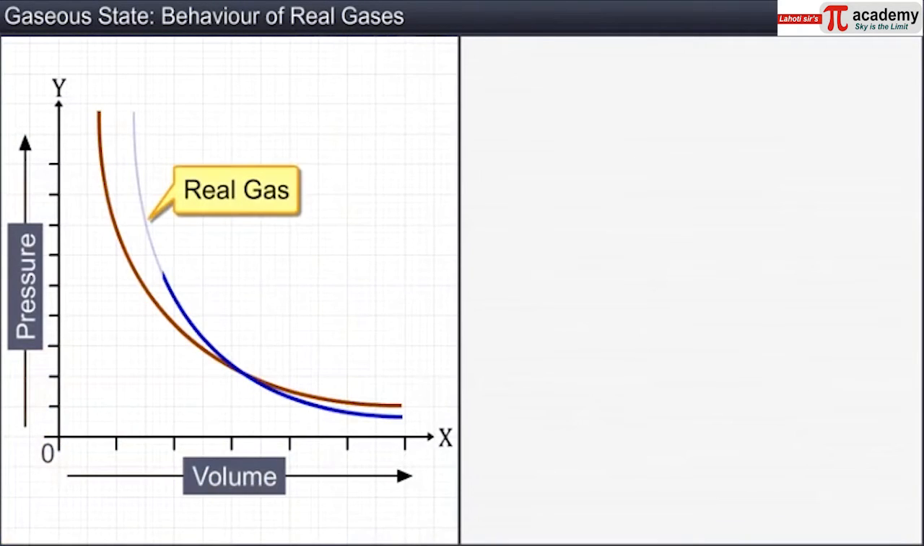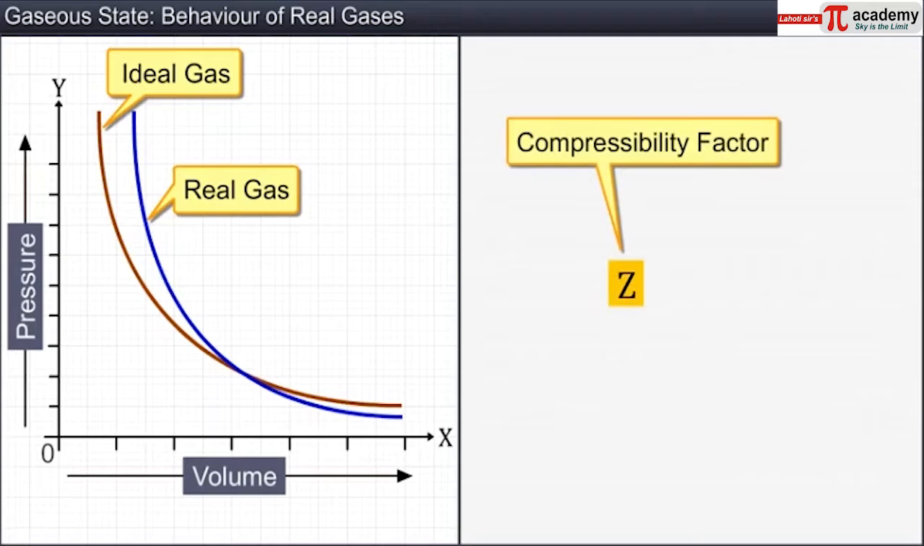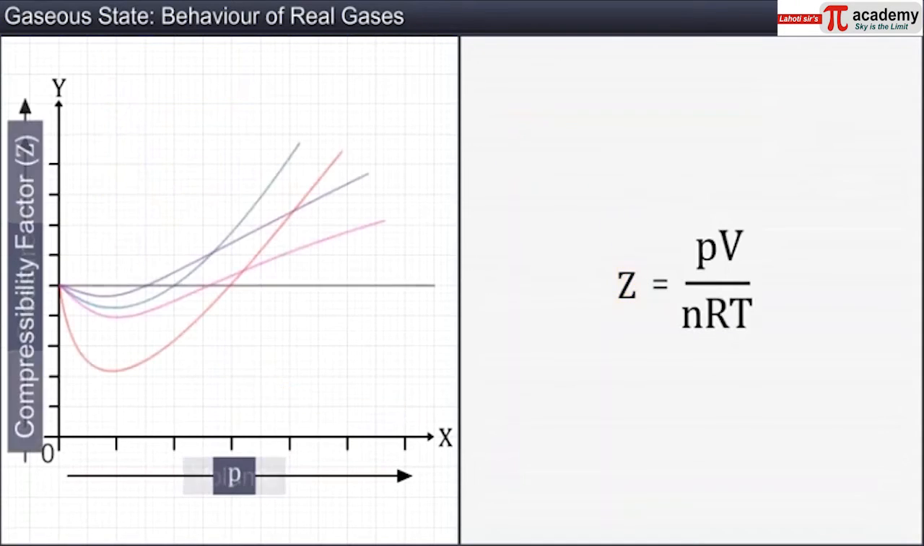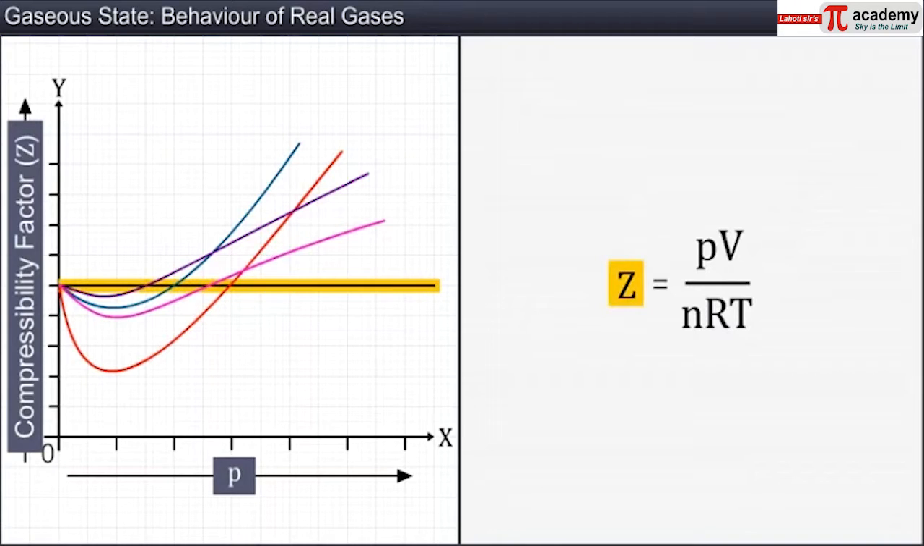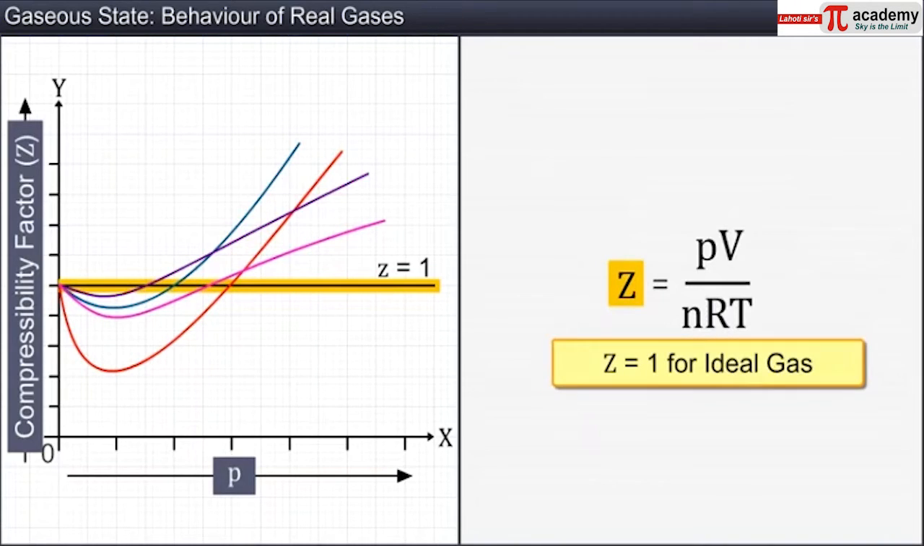The extent to which a real gas deviates from an ideal gas can be measured in terms of the compressibility factor Z. It is defined as the ratio of the product PV and nRT. For an ideal gas, the compressibility factor Z is 1 at all temperatures and pressures because PV is equal to nRT.